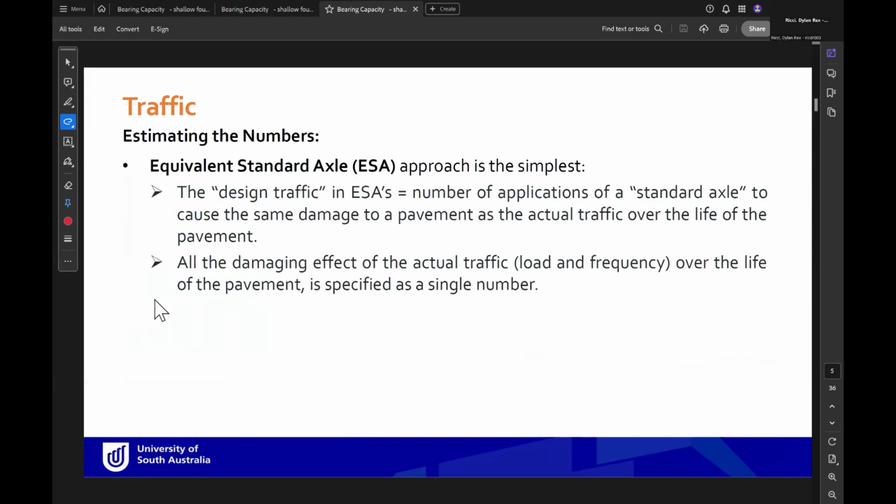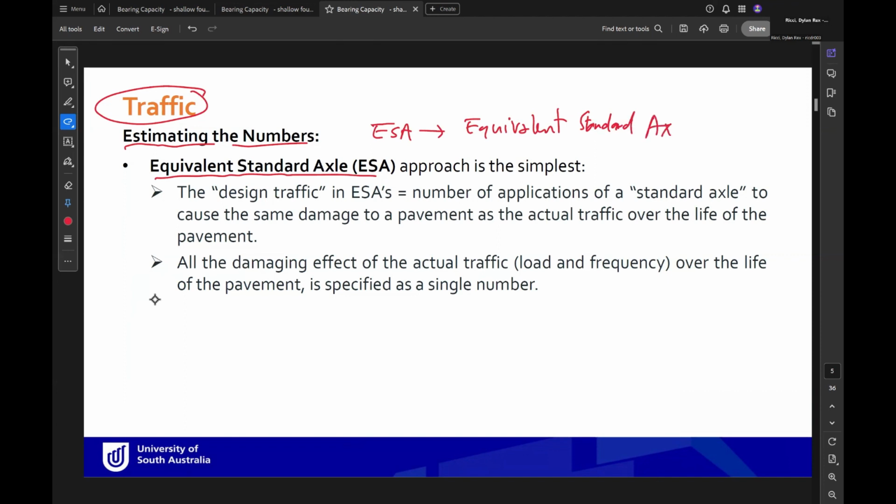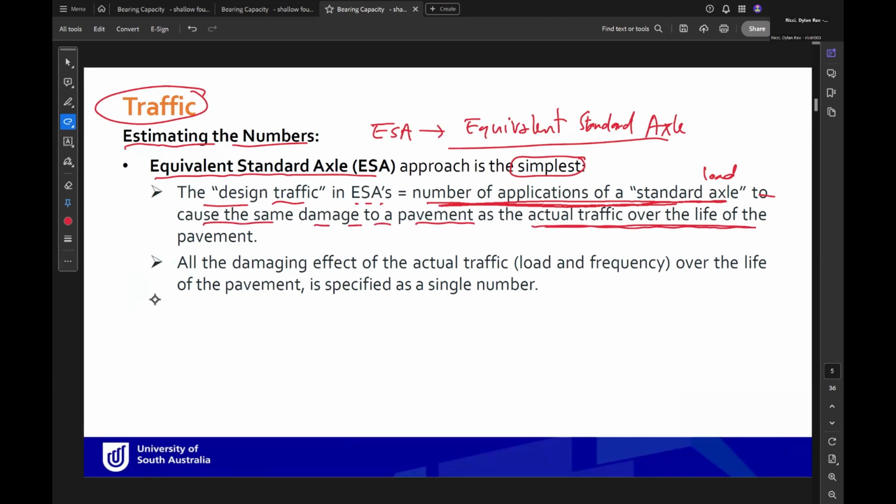So now again, the traffic load or the traffic count is estimated by a method called the equivalent standard axle approach, ESA approach, which is the simplest way to do this. The idea behind this method is to estimate the design traffic in ESAs, which is the number of applications of a standard axle load to cause the same damage to the pavement as the actual traffic over the life of the pavement.